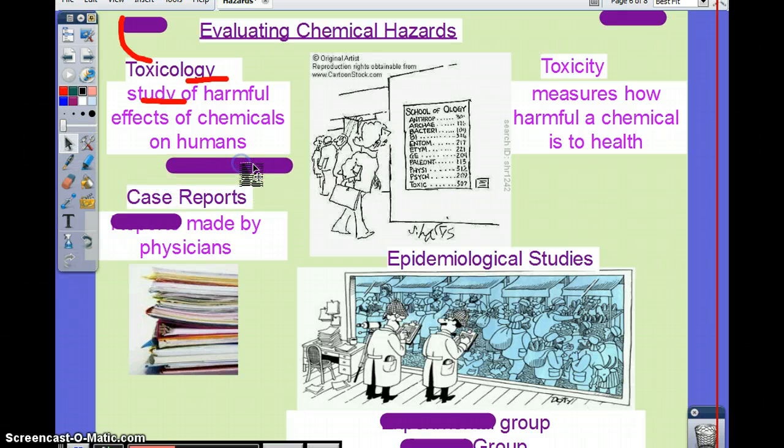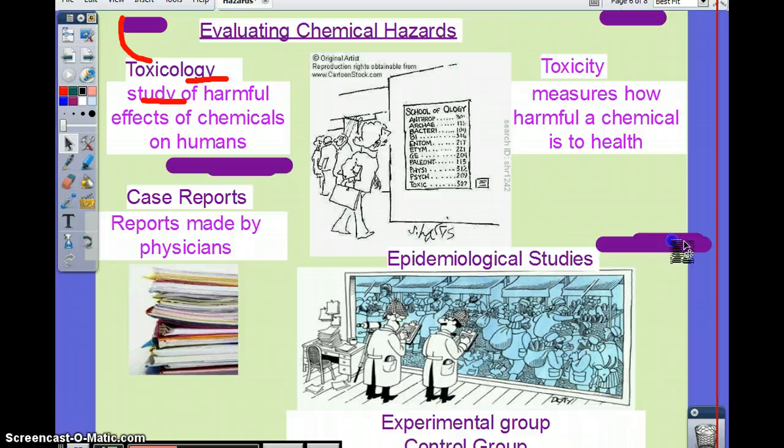Then you've got case reports. These are reports that physicians make, and this helps evaluate how hazardous a chemical is. And these are experimental groups. Have you ever been asked, oh, we'll pay you $100 a day if you try this drug out for us?